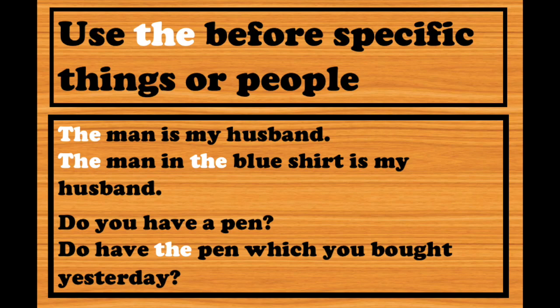If I say the man is my husband, you can ask which man is my husband. Don't confuse me. So I say the man in the blue shirt is my husband. Now you know who is my husband. So before specific thing we use the.